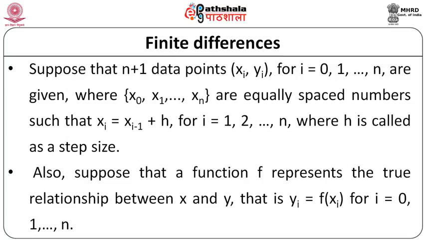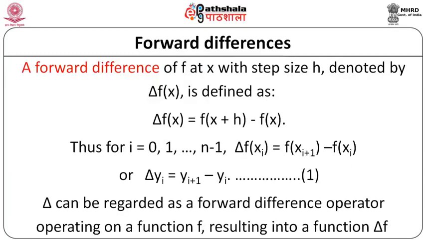Also suppose that a function f represents the true relationship between x and y, that is, yi is equal to f(xi) for i equal to 0, 1, 2, 3, up to n. Then the forward difference of f at x with step size h is denoted by delta f(x) and is defined as delta f(x) is equal to f(x plus h) minus f(x). Now, here you can see that x is a common variable, and therefore delta f(x) can be thought of as a function of x.